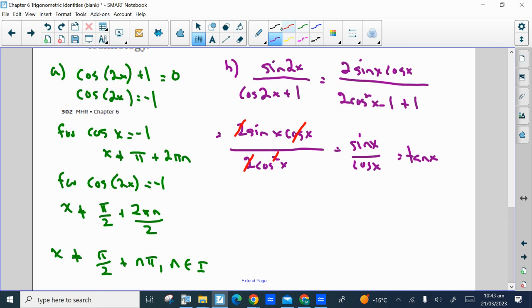Okay, I want you to spend some time practicing working with these sum difference identities, double angle identities, by working on page 306, questions 1, 2, and 5. Again, this practice is important. It's going to help you when it comes time for your quiz on this chapter.